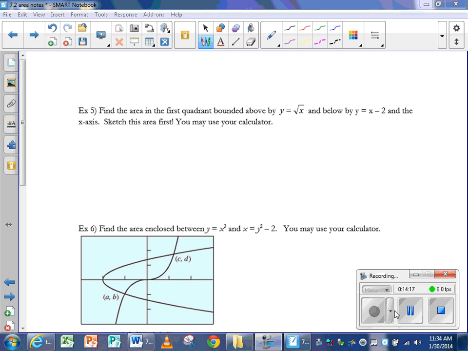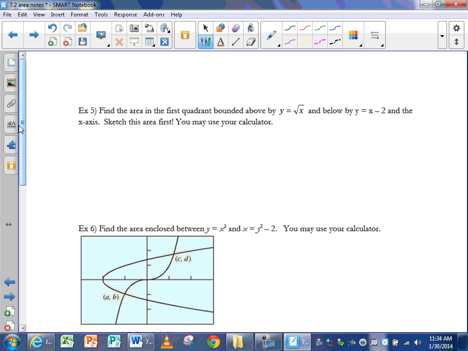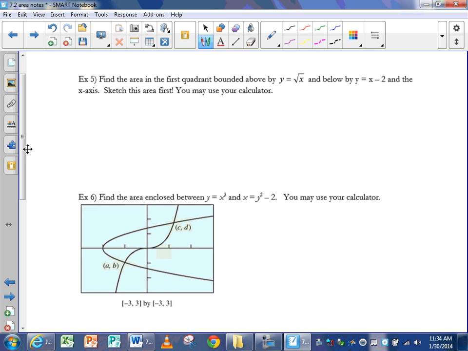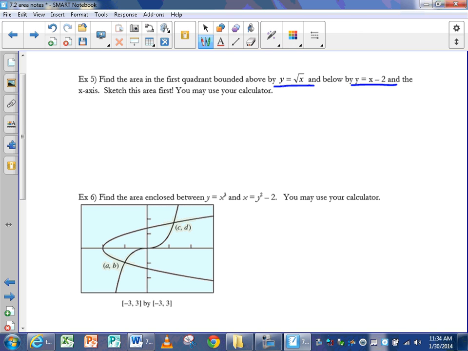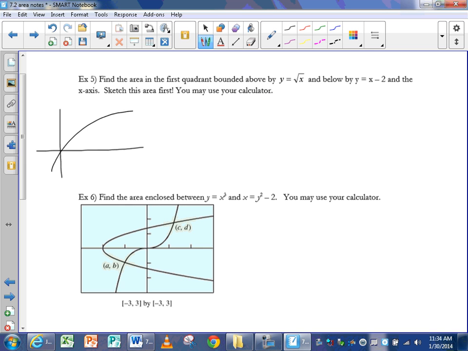All right, so we're 14 minutes in, and we've already done a bunch of different types, so the next one should go a little bit quicker here. Find the area in the first quadrant bound above by y equals the square root of x, and below by x minus 2. Sketch the area first. You may use your calculator. All right, so fantastic. I get to use my calculator. So you graph it on your paper. I'm going to quickly graph it up here.